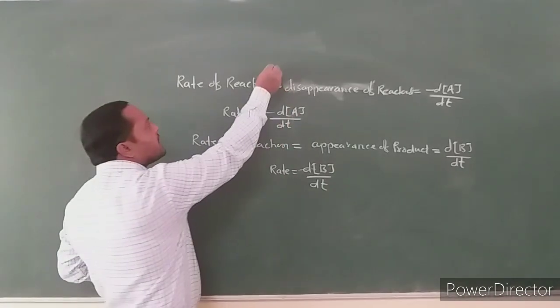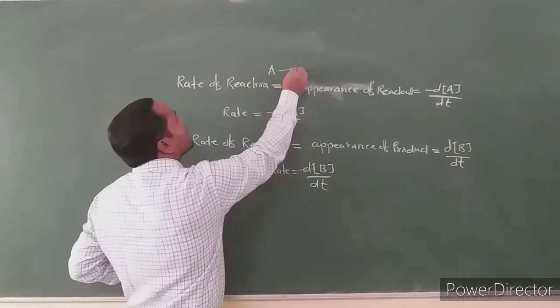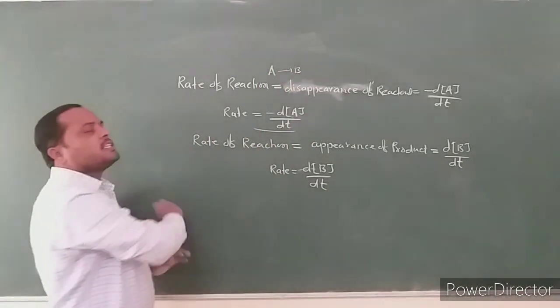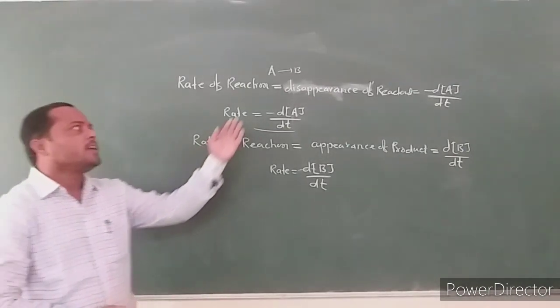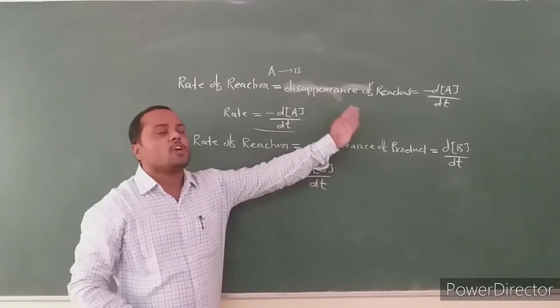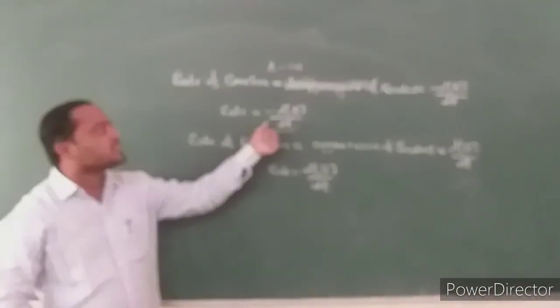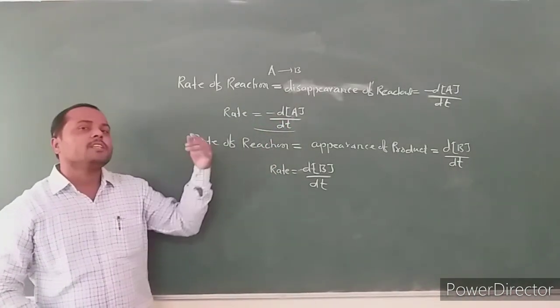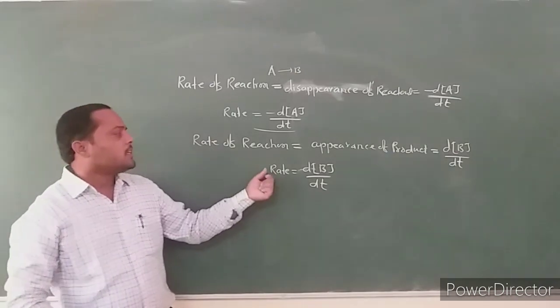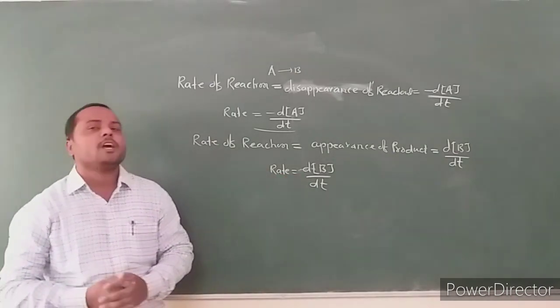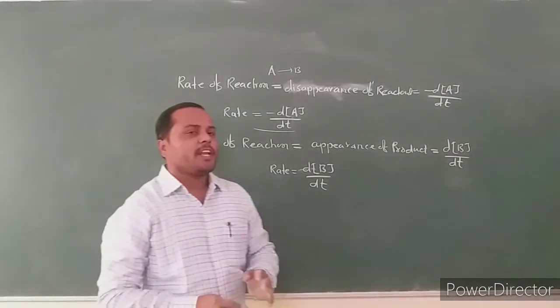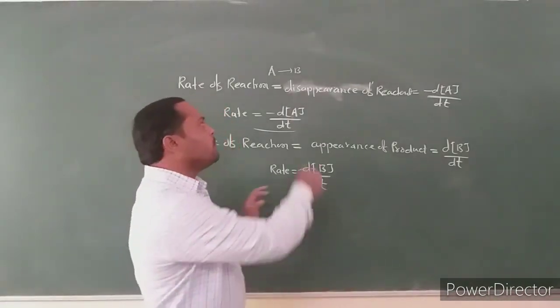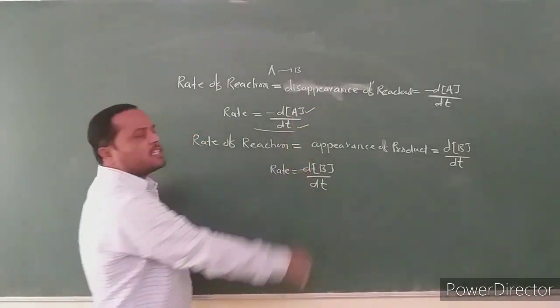How to represent rate of reaction? For this chemical reaction, we can represent rate of reaction in two different ways. In terms of decreasing concentration of reactant, rate of reaction is equal to minus dA upon dt. And in terms of increasing concentration of product, rate of reaction is equal to dB upon dt. Rate of reaction involves two terms: one is concentration, another is time.